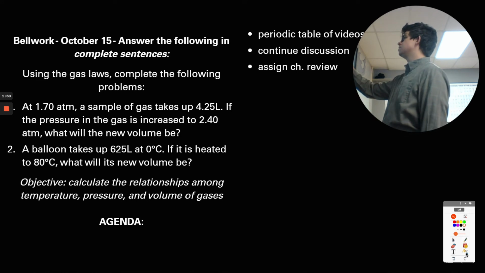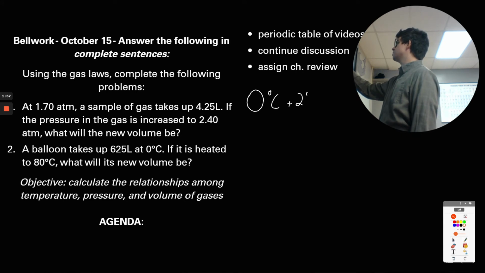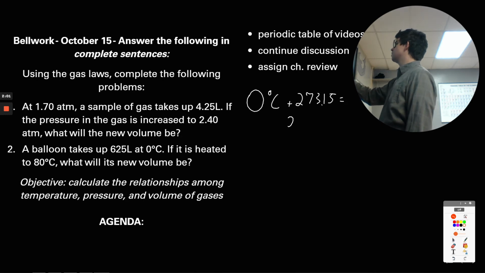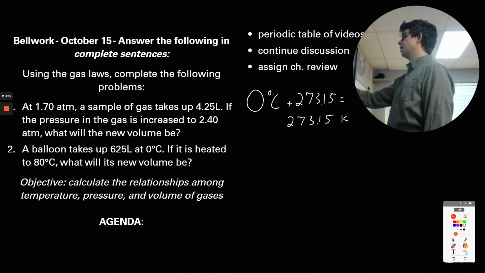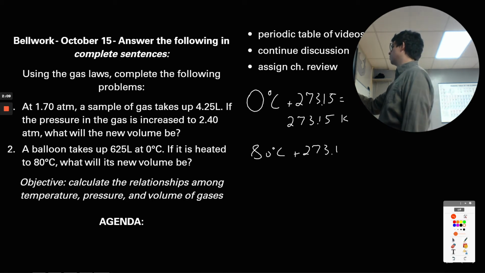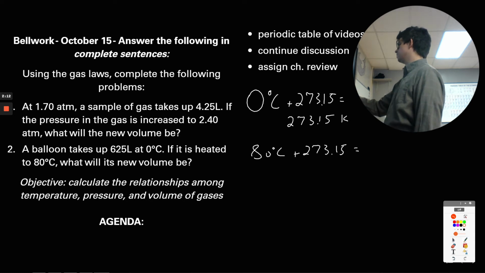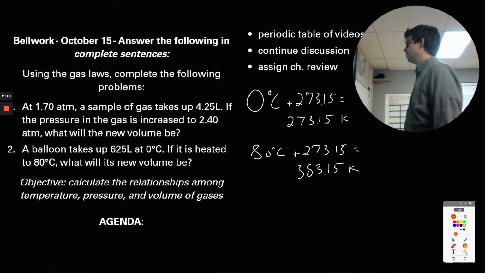We do that by adding 273.15. So 0 degrees Celsius plus 273.15 equals 273.15 Kelvin. That one's pretty easy. And 80 degrees Celsius plus 273.15 gives us 353.15 Kelvin. Good. Okay. Now we write out our equation.